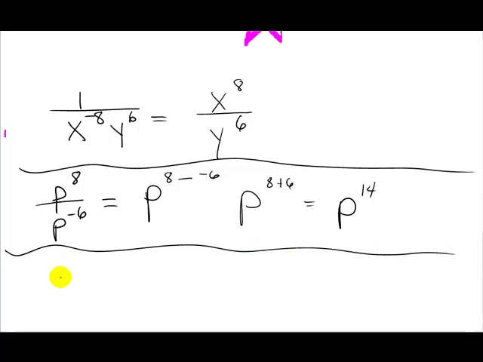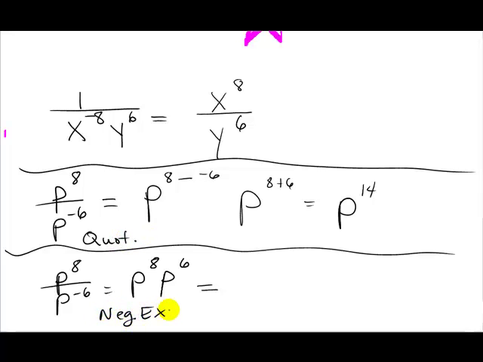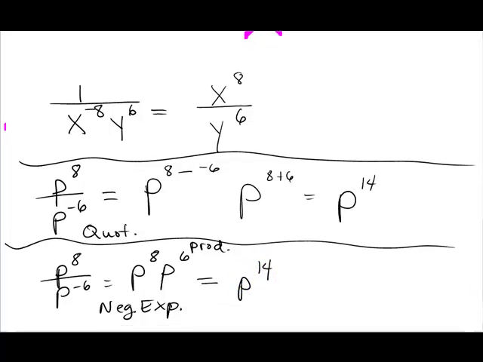Another way to think about this is with the negative exponent rule that says we bring that p to the negative 6 up and change that to a positive 6. Now we're looking at the product rule. So here we had the quotient rule. Here we're using the negative exponent rule and the product rule. And so the product rule says add, and so we're going to get p to the 14.